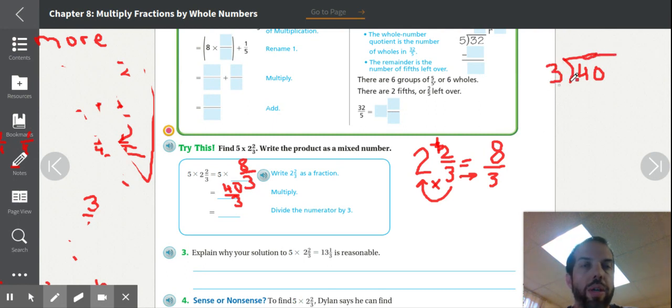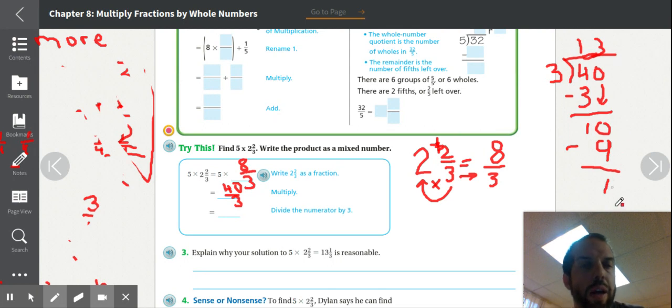All right, let's do this. 3 goes into 4. Can it go in there? Yes, it can. How many times? 1. 1 times 3 is 3. All right, 4 minus 3 is 1. And now I can actually bring down that 0. All right, 3 goes into 10 3 times. 3 times 3 is 9. Subtract. 10 minus 9 is 1. And I don't have anything else to bring down. And my remainder is smaller than my divisor.